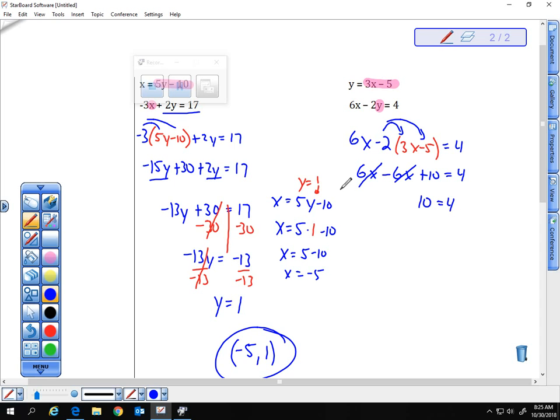When the letters cancel out completely, you have one of two choices: either no solution or infinite solutions. In this case, since it's false, if it is false, then you will say it is no solution. All right, there you go.